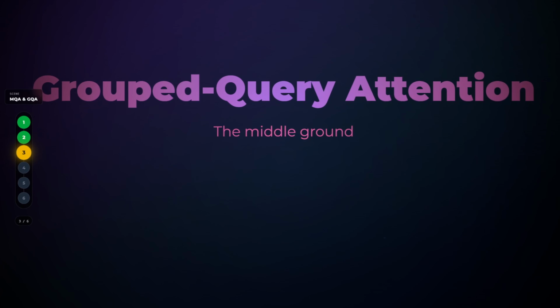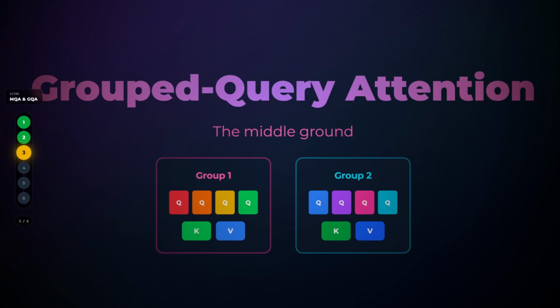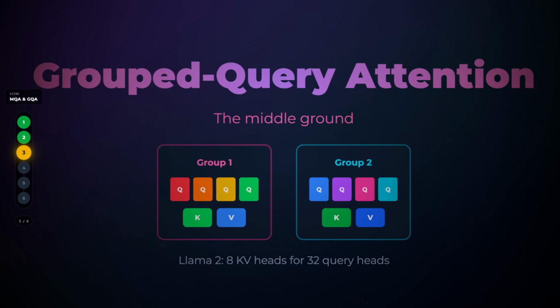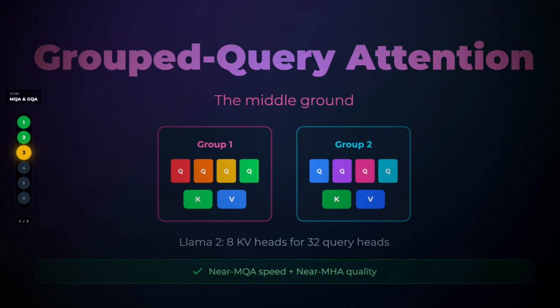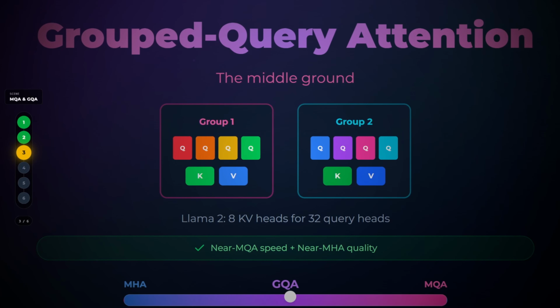That's where grouped query attention comes in. GQA is the middle ground. Instead of one shared KV pair or one per head, we group heads and share KV within each group. Llama 2 and Mistral use 8 KV heads for 32 query heads. This gives near MQA speed with near MHA quality. Think of it as a spectrum. MHA on one end, MQA on the other, GQA in between.